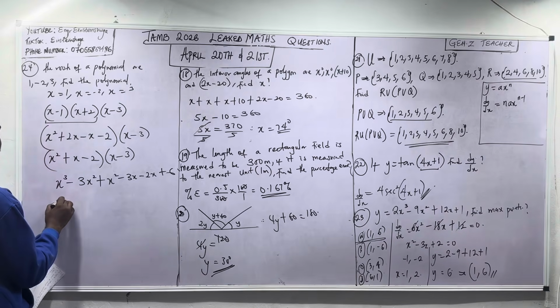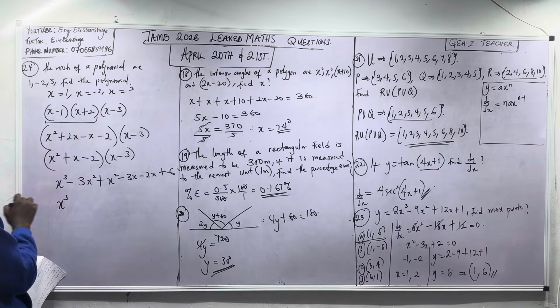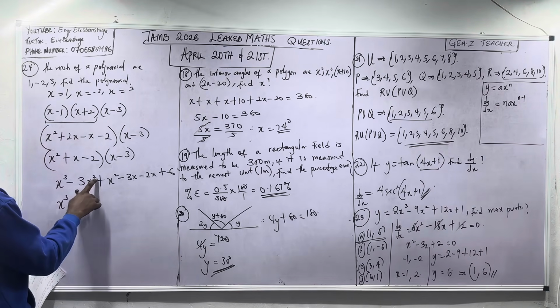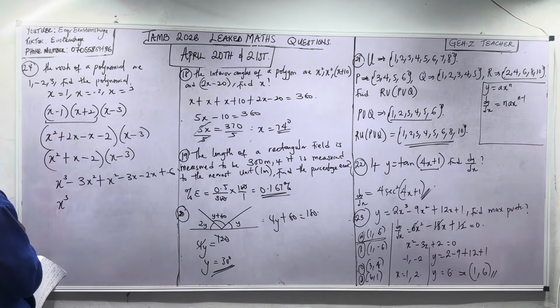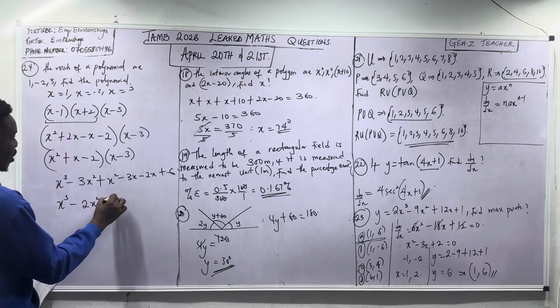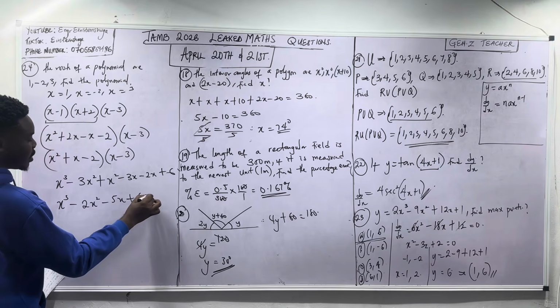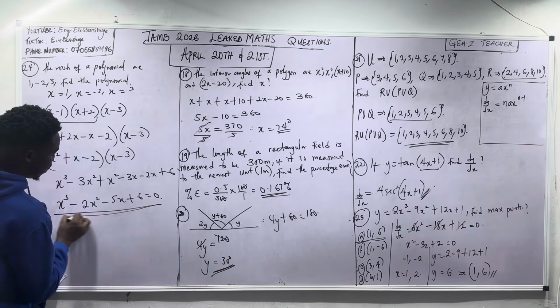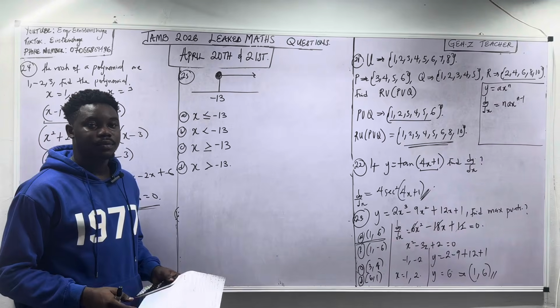So what are you going to have? x cubed. Okay, what do you have here? Minus 3x squared plus x squared gives you minus 2x squared. Here we have minus 5x plus 6 equals 0. This should be the polynomial.